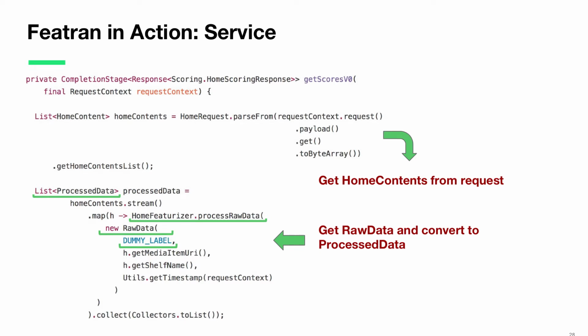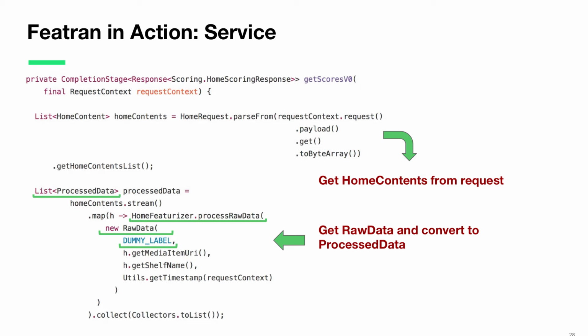So similar to the data pipeline, our first step is just to get the data, although now it's not coming from historical logs, it's coming from our request. So the first step is to get the home contents from the request. Next is to get the raw data and convert it to processed data. Again, we have our raw data case class that we defined in our common featurization library.